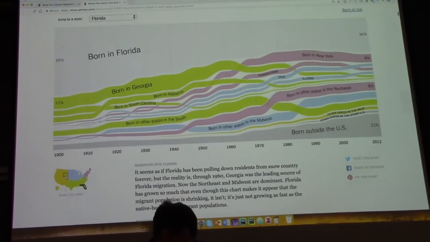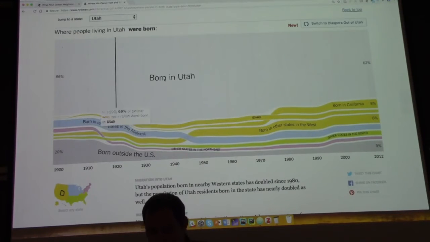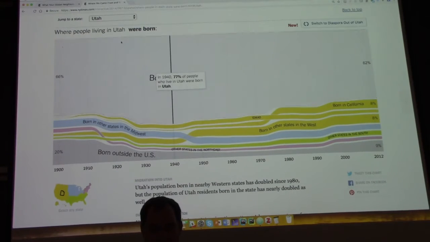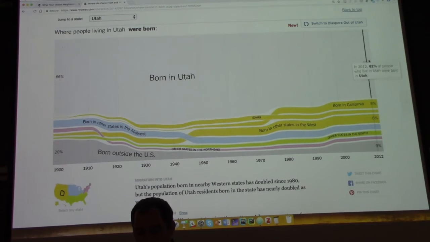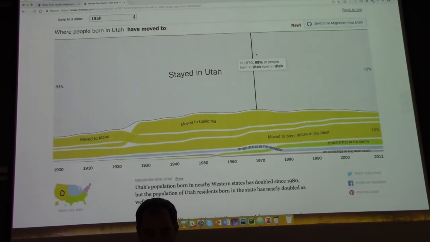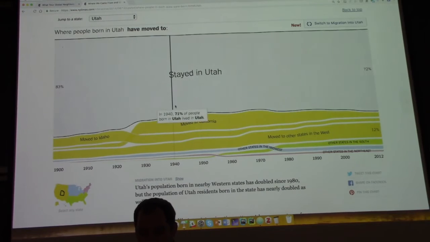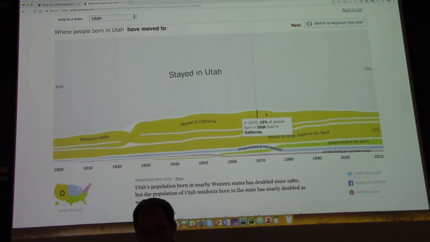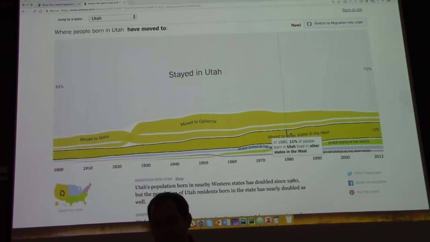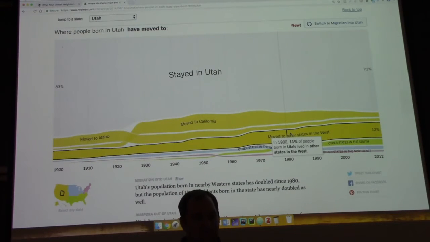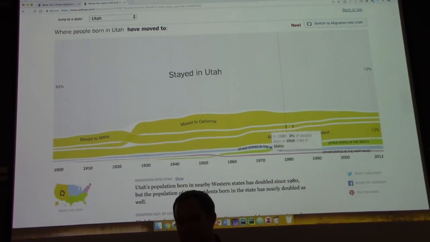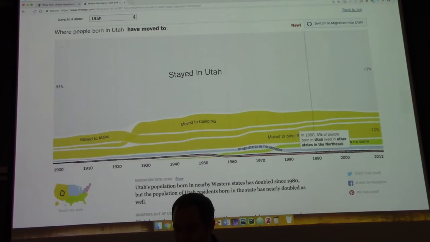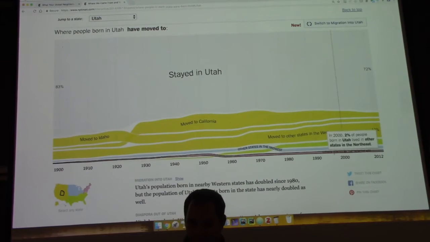You can also click on any of those states, and if you click on Utah, people who are living in Utah were born 62% in Utah, and people who moved out of Utah moved either to California, to Idaho, or to other states in the West. So Utahns seem to like to stay on the western side of the United States and don't usually move into the east. The northeast is really tiny, for example.